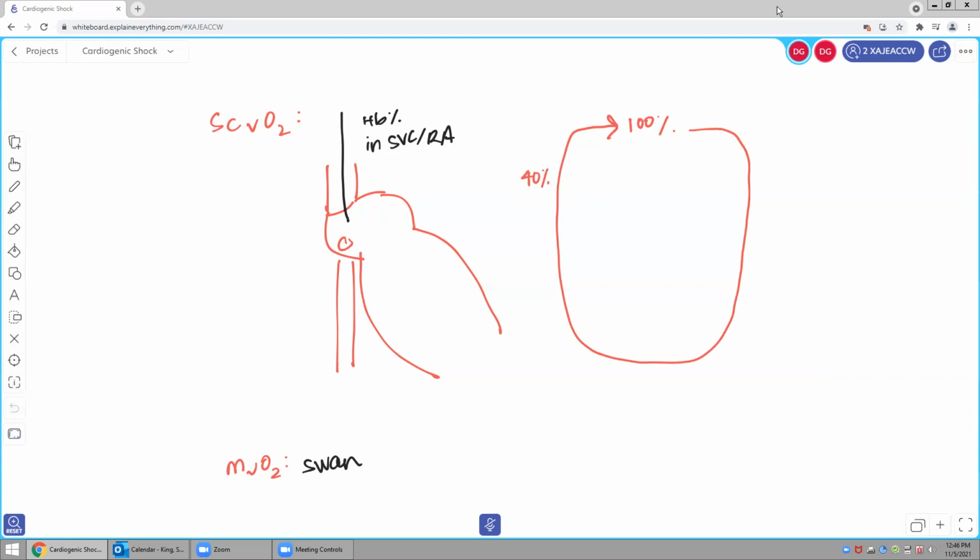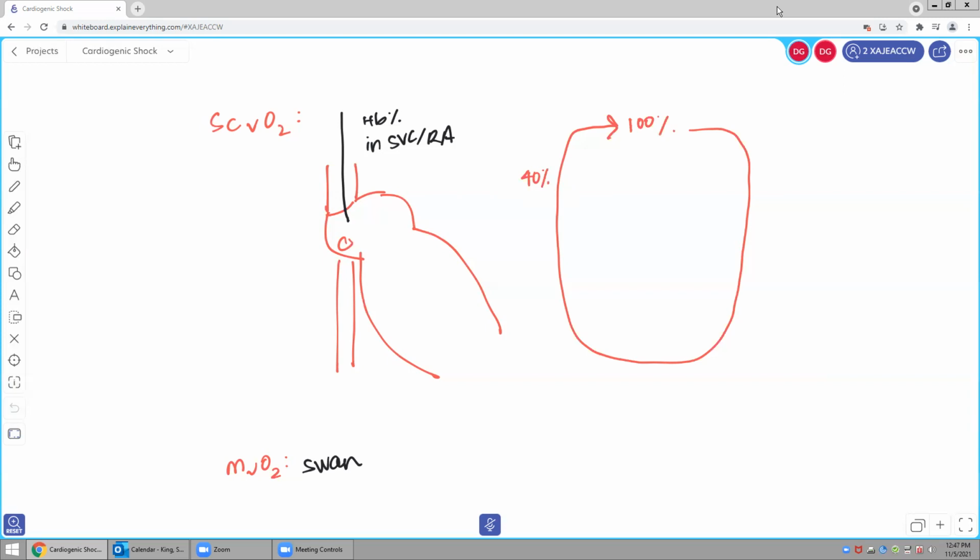Whereas in septic shock, you have a high cardiac output. Blood is flowing very quickly. There's less time for tissues to extract oxygen. You also have impaired mitochondrial function in sepsis, and so your cells just don't do as good of a job extracting oxygen. And so when the blood returns to the heart, it is still quite oxygenated, still pretty high.